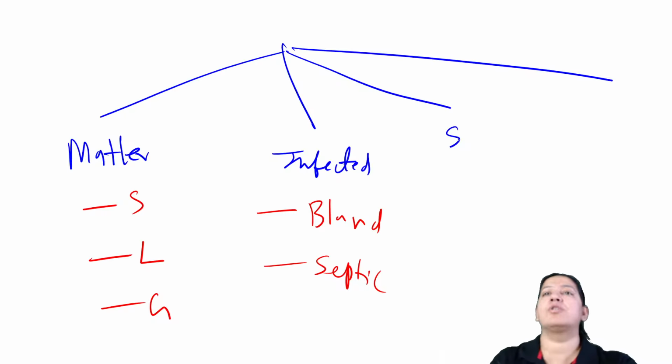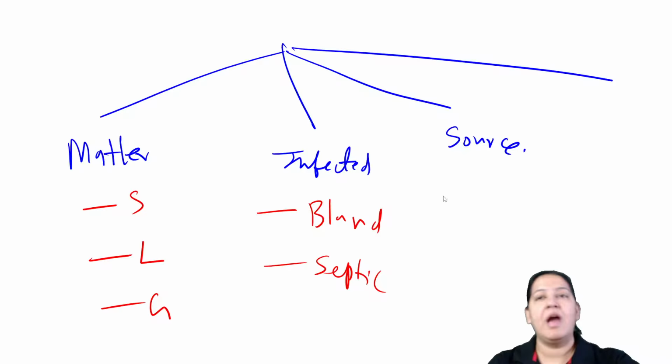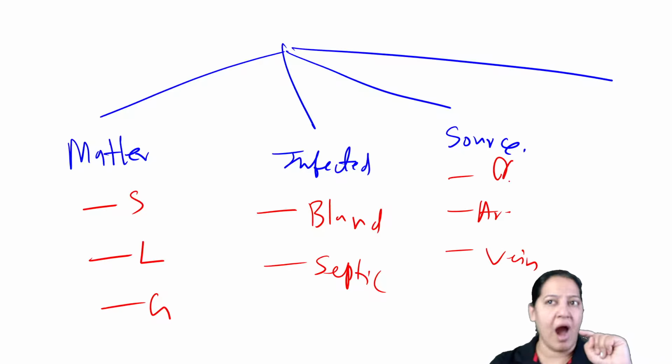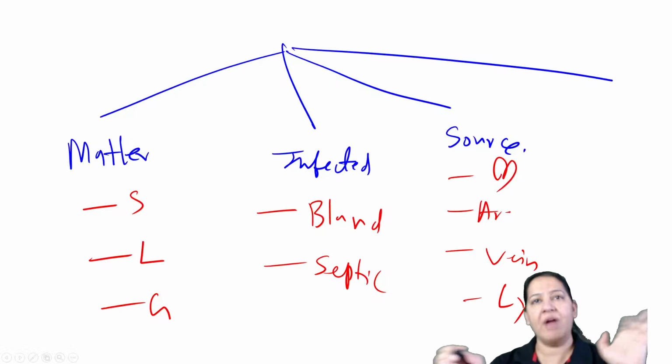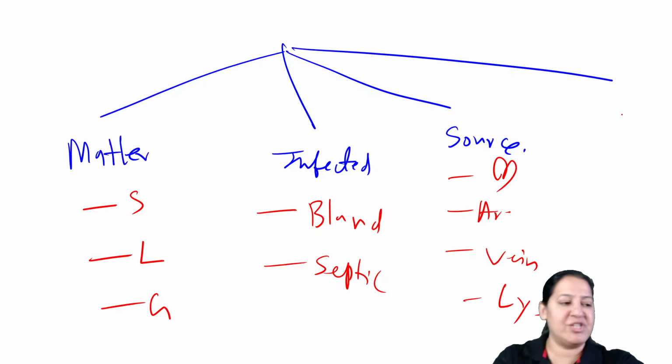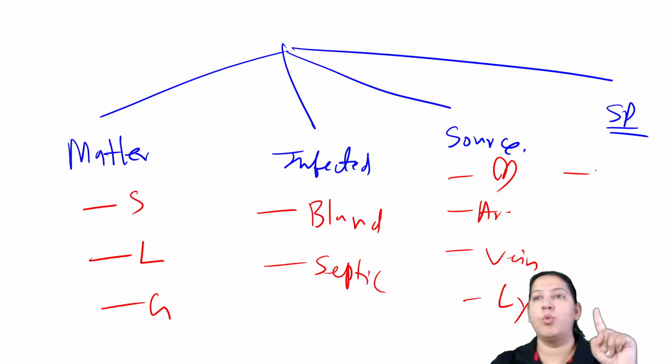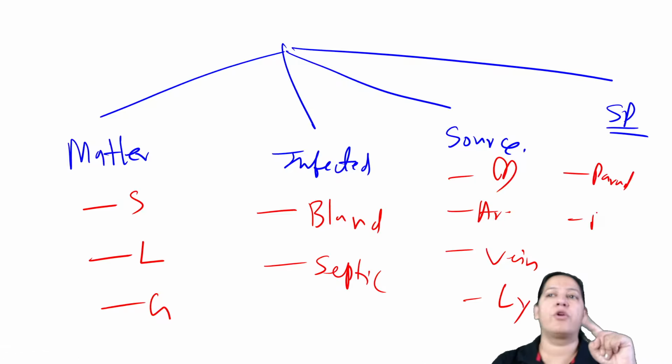The third classification is based on the source, where it is generated. Either it is generated in an artery, or in a vein, or in the heart, or in the lymphatics, right? That is the thing. The fourth is the special category of the embolus. So two special categories I taught you: one is paradoxical and the other is retrograde.